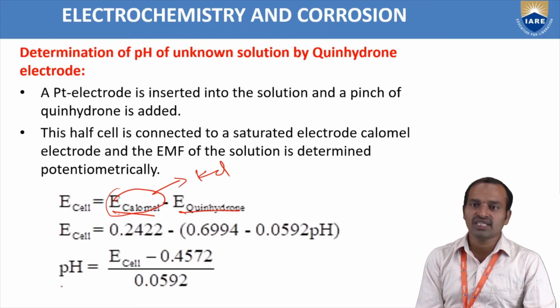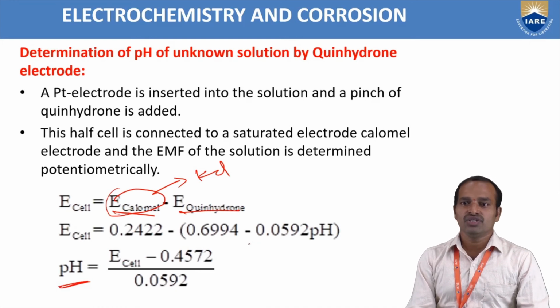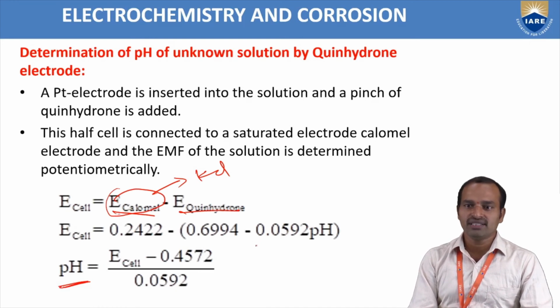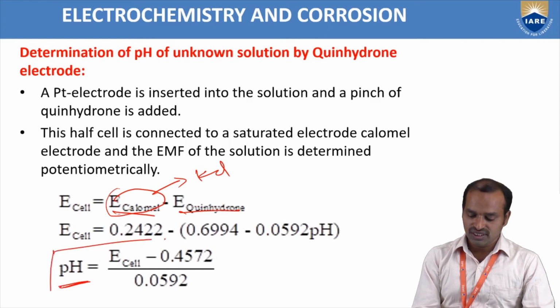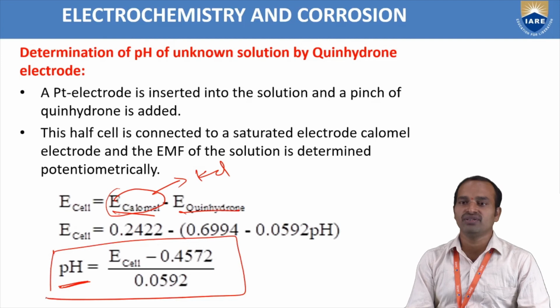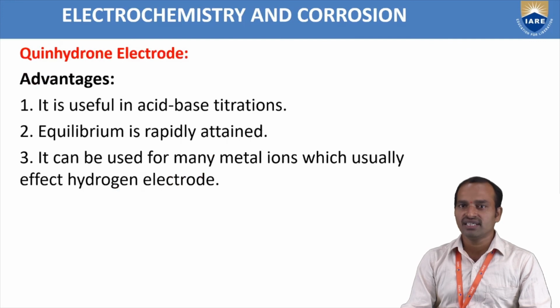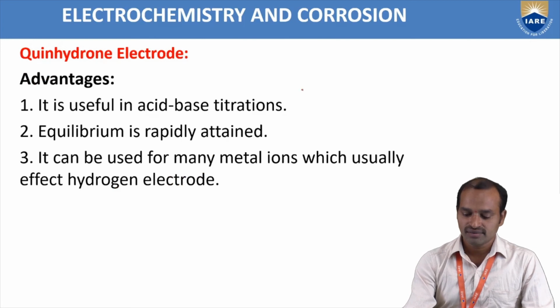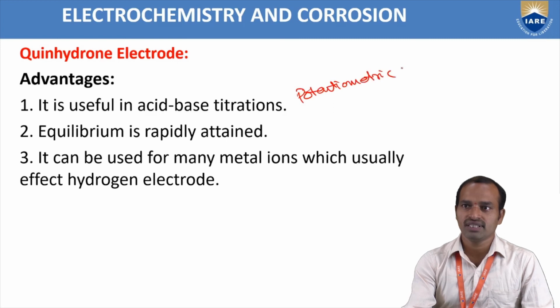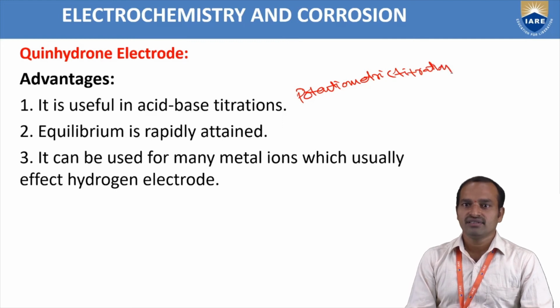Therefore, the pH of the solution is equal to E cell minus 0.4572 by 0.0591. So, this is the determination of pH of an unknown solution by using the quinhydrone electrode. Now, the quinhydrone electrode has some small advantages. It is useful in acid-base titrations, that is, potentiometric titrations. Equilibrium is rapidly attained. It can be used for many metal ions which usually affect the hydrogen electrode.